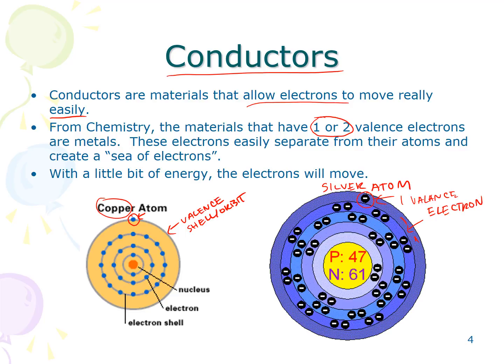When you have a bunch of these atoms put together and a bunch of these free electrons just floating there, that turns into what we like to call a sea of electrons. They're just sitting there waiting for some force to move them. And with just a little bit of energy, these electrons will move. And that's how you get electricity.